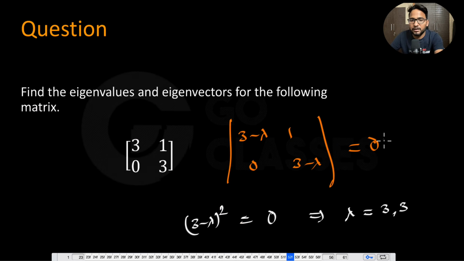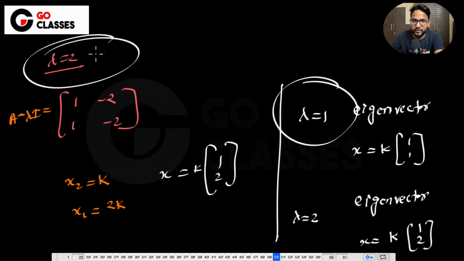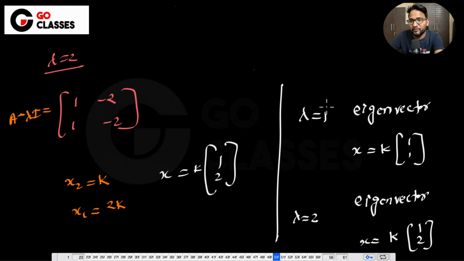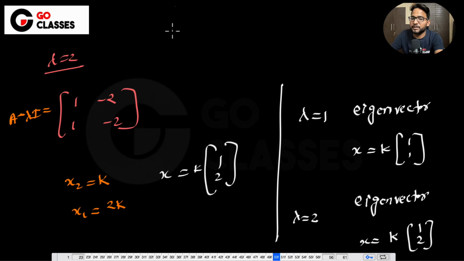See, earlier this was different, right? The lambdas are different: lambda equal to 2 here, lambda equal to 1 here. So if lambdas are different, I am getting definitely two different eigenvectors. That is for sure, right? Because of the statement that we have seen.